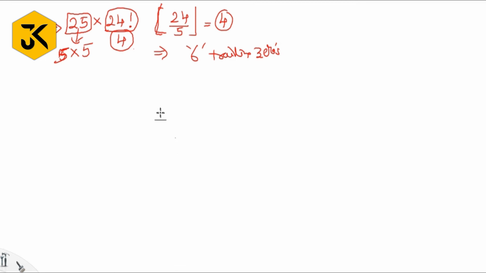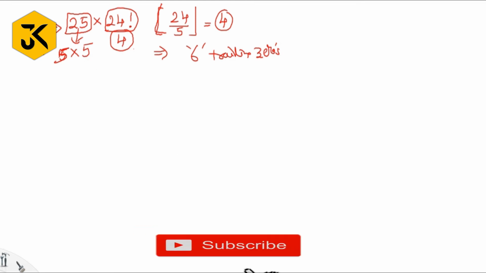6 trailing zeros. That is understood. Up to 24 factorial, this won't occur. But if you go to 25 or above, you will get this situation at some particular values.